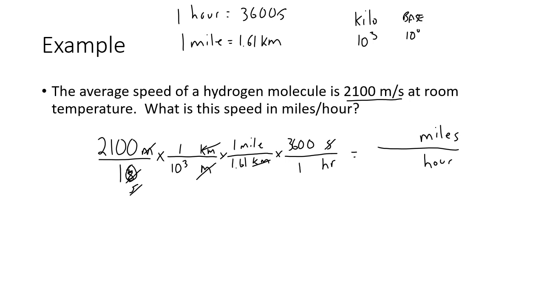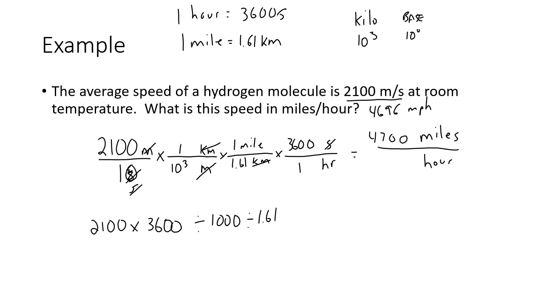When I type that into my calculator, I could type this in as 2100 times 3600 divided by 10 to the 3rd, or 1,000, divided by 1.61. When I do that calculation, I get a value of something like 4696 miles per hour. But my original numerical value only had 2 significant figures. Those zeros at the end don't count because there isn't a decimal. And so I would want to round off my final answer to 2 significant figures. So I would write down 4,700 miles per hour as my official answer.